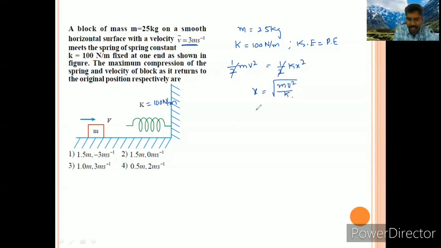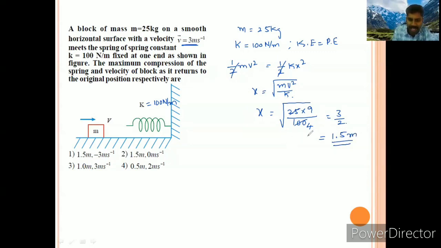Now we need to substitute the values. M value is 25 kg, V value is 3, so 9, by k, which is 100. So 4, what we can get here? 3 by 2. That is nothing but 1.5 meters we got. That is the compression, 1.5.